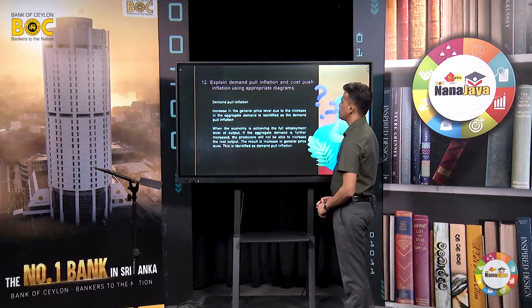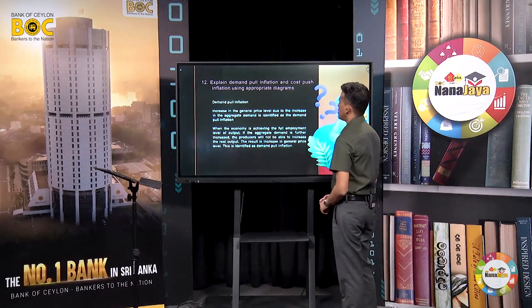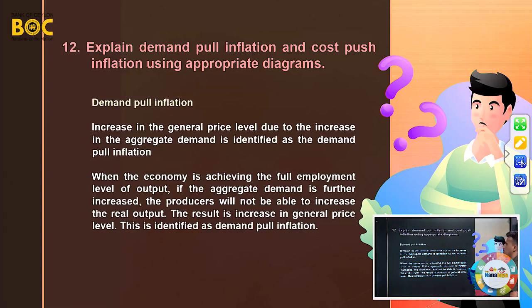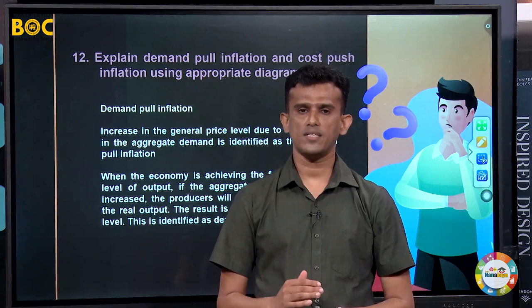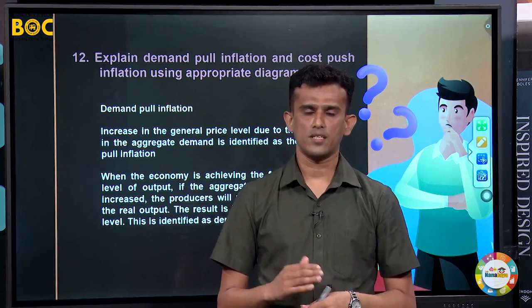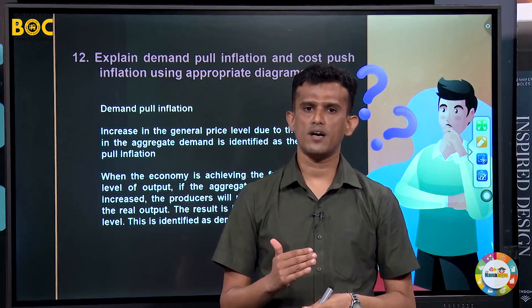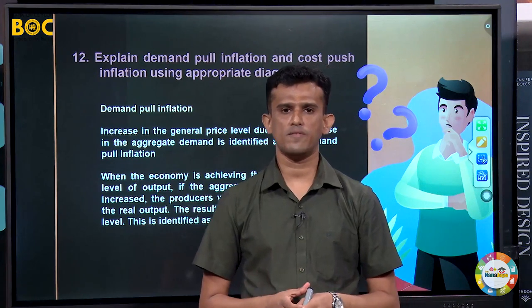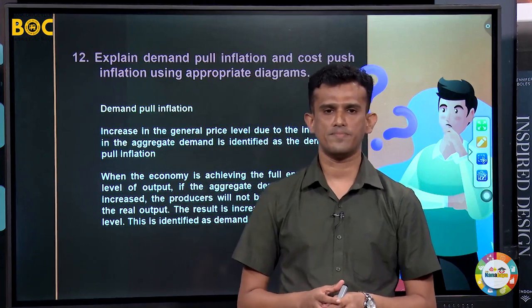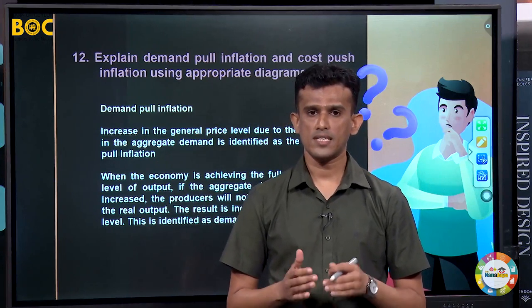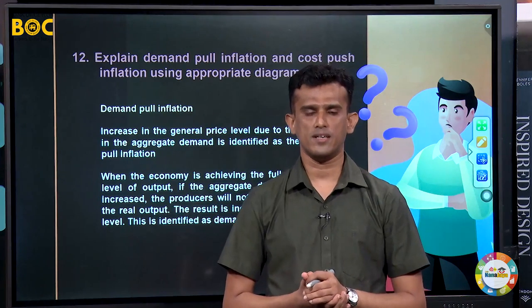Right, question number 12. Explain the demand pull inflation and cost push inflation using appropriate diagrams. First of all, what do we mean by inflation? Inflation refers to the continuous increase in the general price level of a country. The continuous increase in the general price level of a country during a given period of time is what we identify as the inflation. The sustained increase in the general price level of a country.